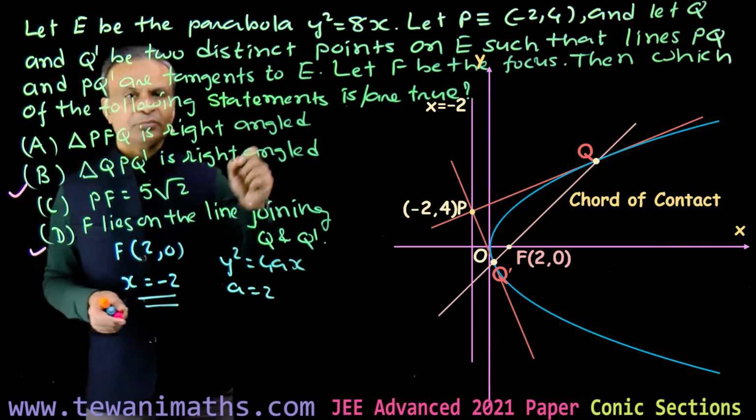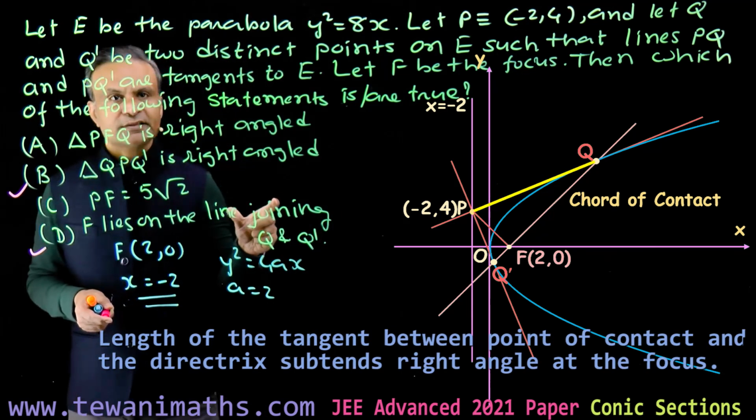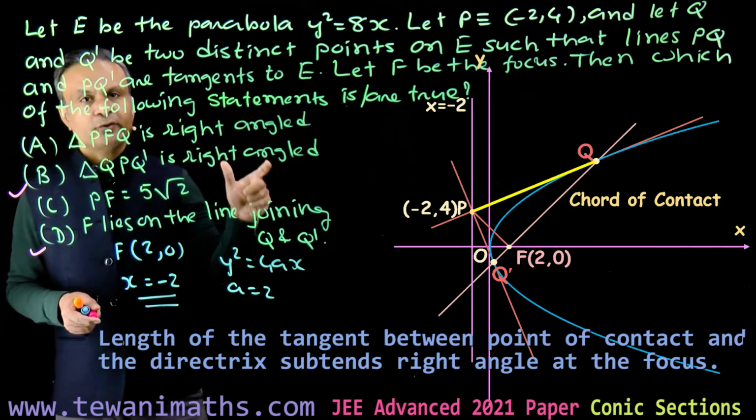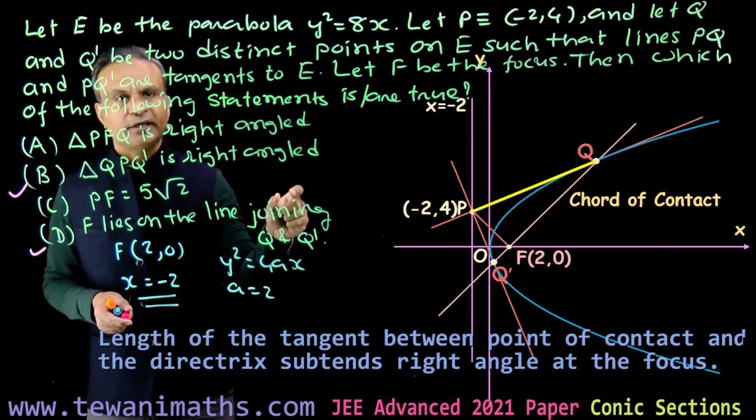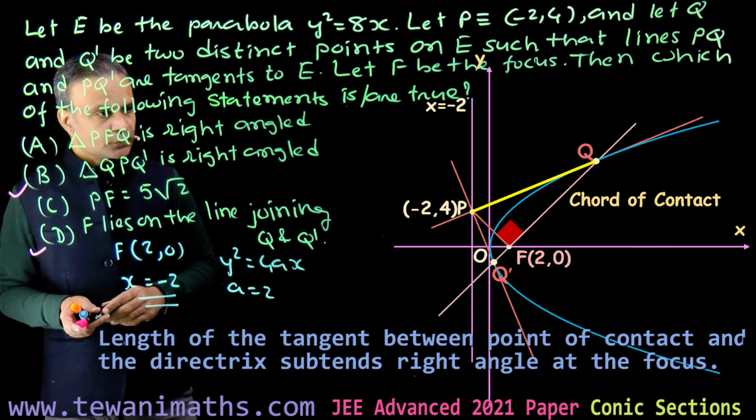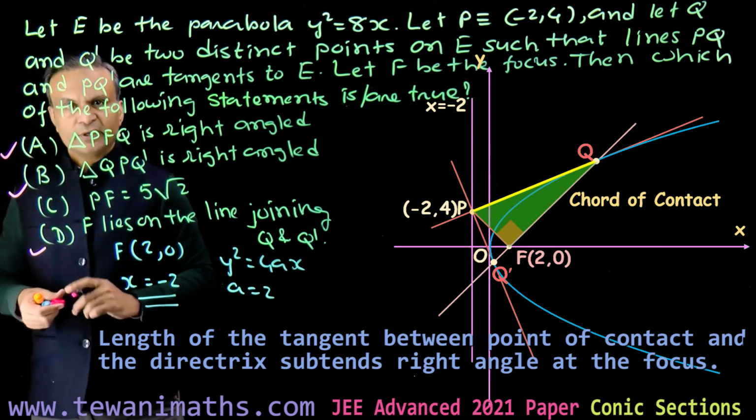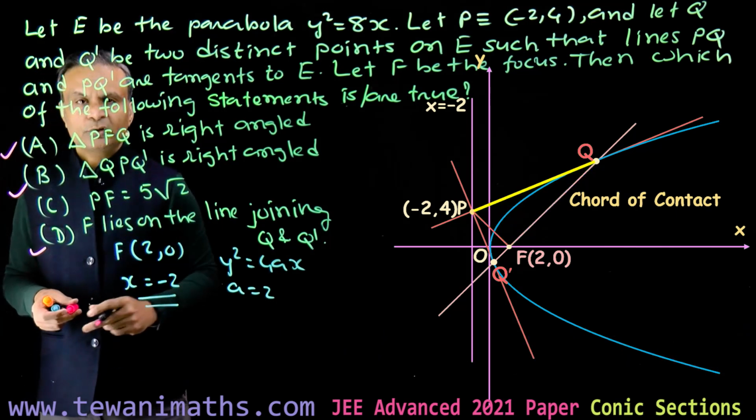Again, this is the property of the tangent to parabola, that length of tangent intercepted between point of contact and directrix subtends right angle at the focus. Okay, so this triangle is right angle. This option is also correct. And then we have PF is equal to 5 root 2.